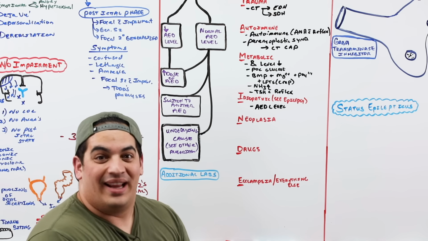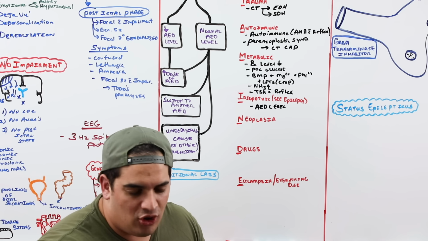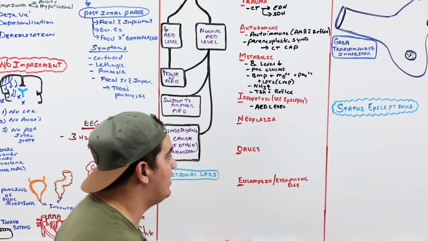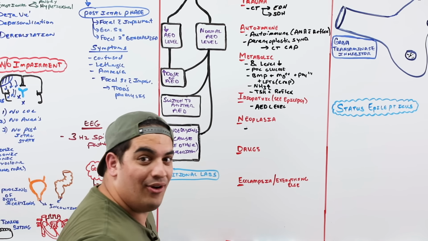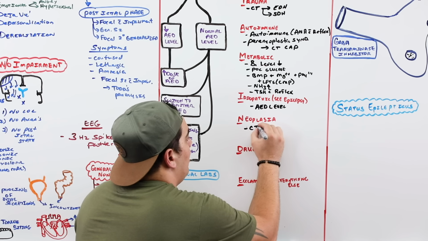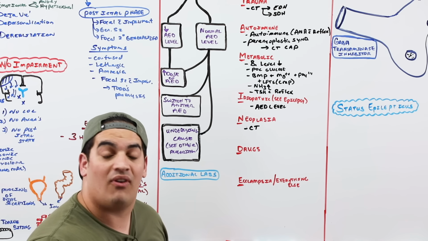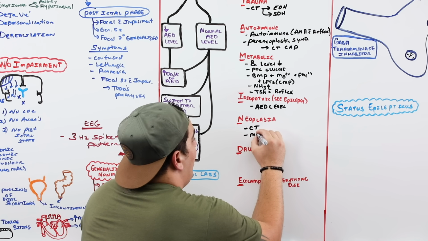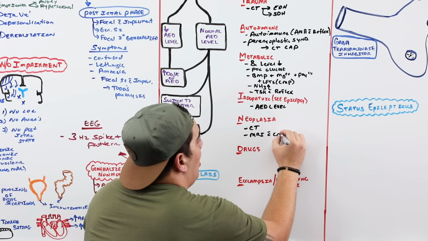What's the next one to evaluate? Neoplasia. So they have a glioblastoma, they have a meningioma, they have a metastatic type of cause from a malignancy. How do I figure that out? A CT can start off with that, maybe find some type of abnormal mass, and then I want to get an MRI with contrast.